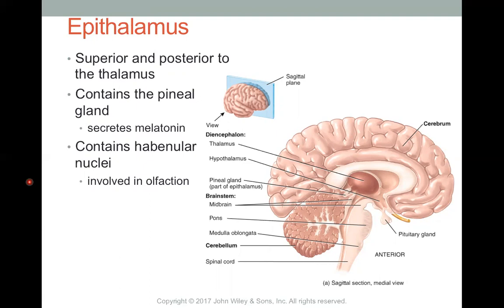Now, the habenular nuclei are involved in olfaction, which is smell. So this is where we equate those emotional responses to odors.